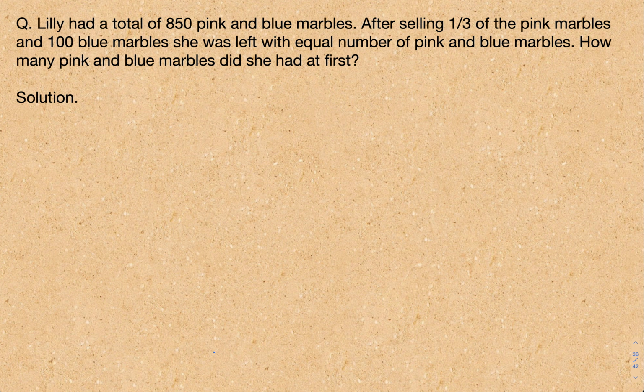So let's do another word problem on fraction. Let's start with reading the question first. Lily had a total of 850 pink and blue marbles. So we know how many marbles she had at first. Then after selling 1 by 3 of the pink marbles and 100 blue marbles, she was left with equal number of pink and blue marbles. How many pink and blue marbles did she have at first?